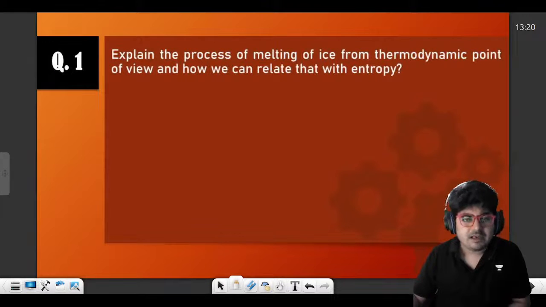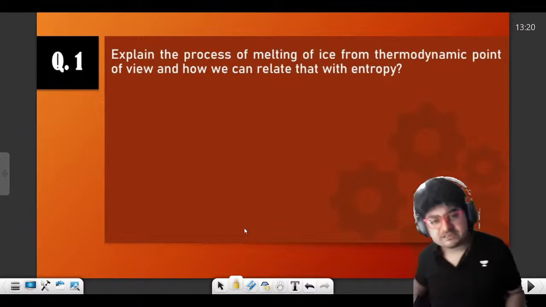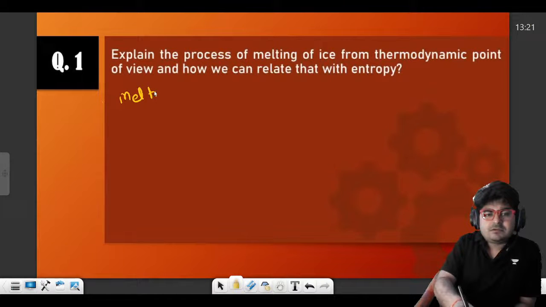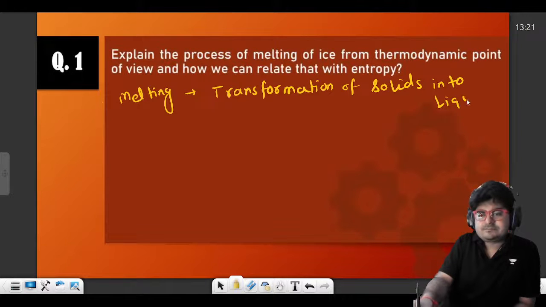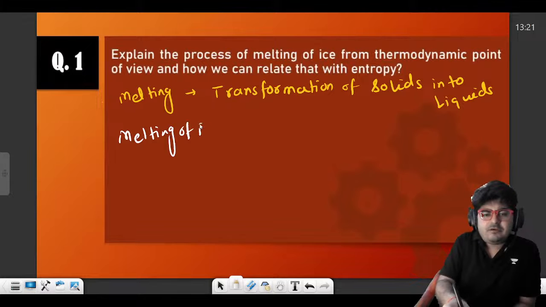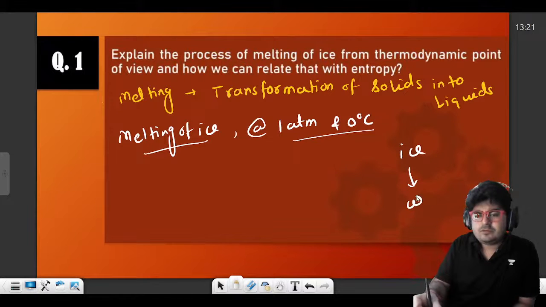So now let's start our discussion on this. Let me give you some basic idea how you should approach this answer. If they ask you what is the process of melting, so melting of ice: melting is basically the transformation, the process of transformation of solids into liquids. And if I talk about the melting of ice, the melting of ice can take place at a melting point which can be defined as 1 atmospheric pressure and 0 degree Celsius. So here the ice will convert into water.